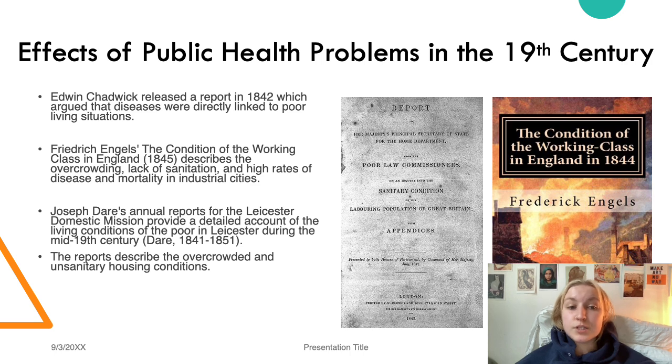These reports and books provide valuable insights into the realities of life for the poor during this time period and highlight the ways in which public health problems were shaped by social and economic factors. It shows how the causes of public health problems were because of the overcrowding in cities due to industrialization and how people began to realize this in the 19th century.